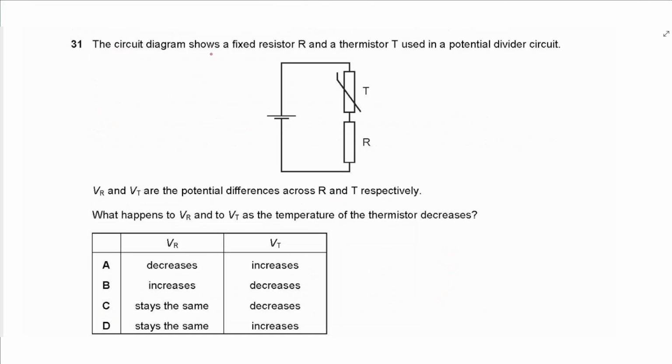Question 31 says the circuit diagram shows a fixed resistor R and a thermistor T used in a potential divider circuit. VR and VT are the potential differences across R and T respectively. What happens to VR and to VT as the temperature of the thermistor decreases? So as the temperature decreases, the resistance of the thermistor increases and the voltage across it also increases, so VT increases. And since the total voltage of the battery is the same, as the voltage at the upper resistor increases, the voltage on the lower resistor decreases. So the answer here is A.